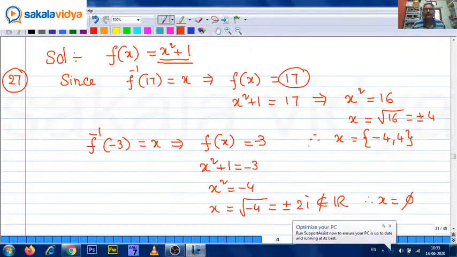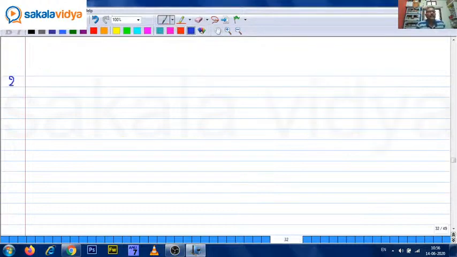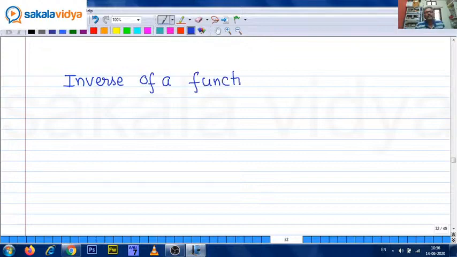Next, okay. So now 28th question. Before going to the 28th question, let me discuss first. Actually, we need to discuss inverse of a function. Inverse of a function. This is also a very, very important concept.